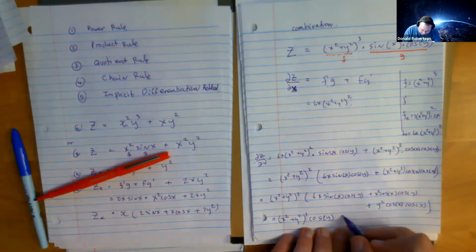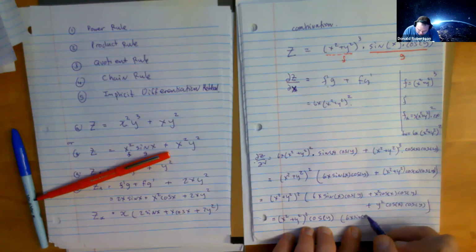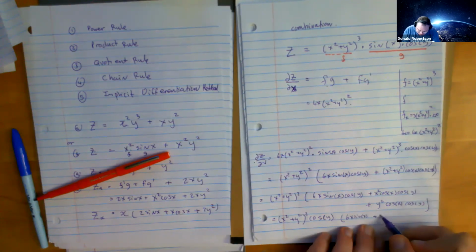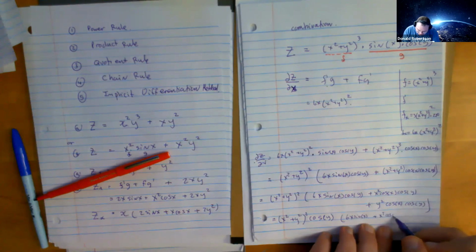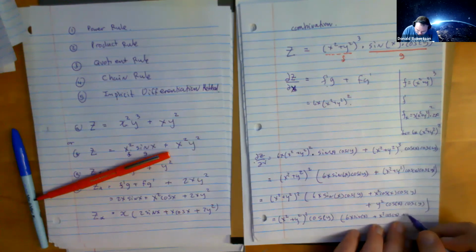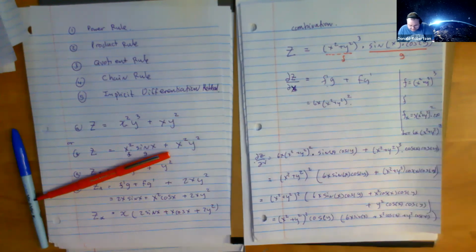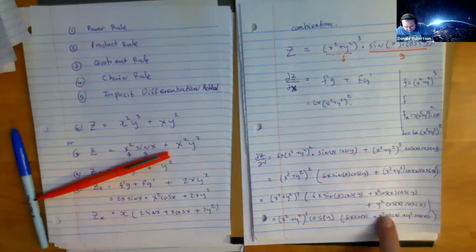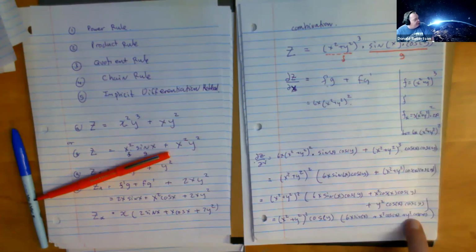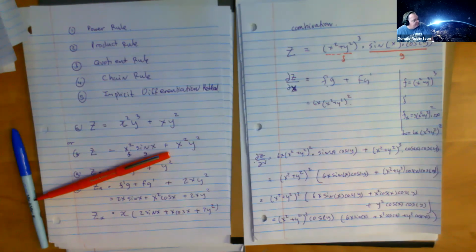Now, that leaves me with 6x sine x plus an x squared cos x plus a y squared cos x. And although at any given point there might be some common factors among these three terms, there isn't anything that they all three share, so we're finished.